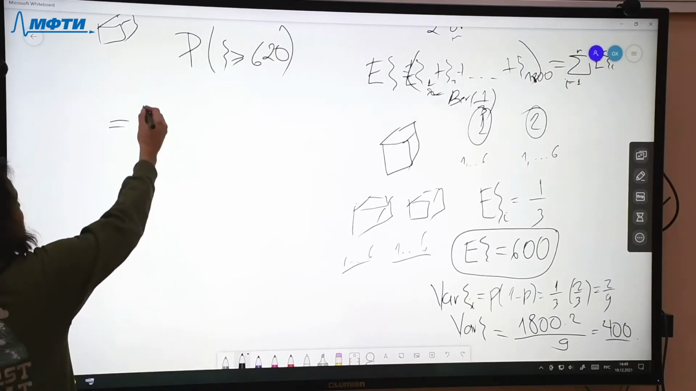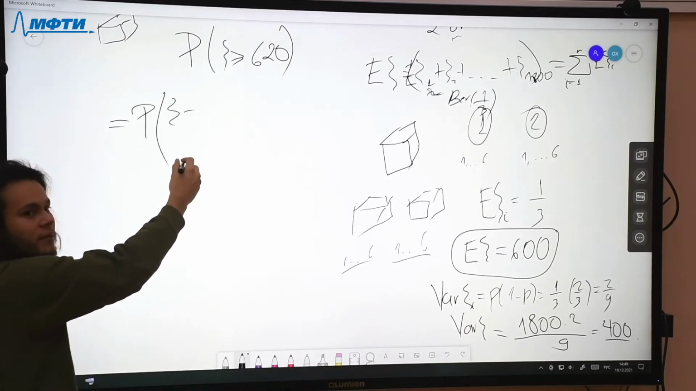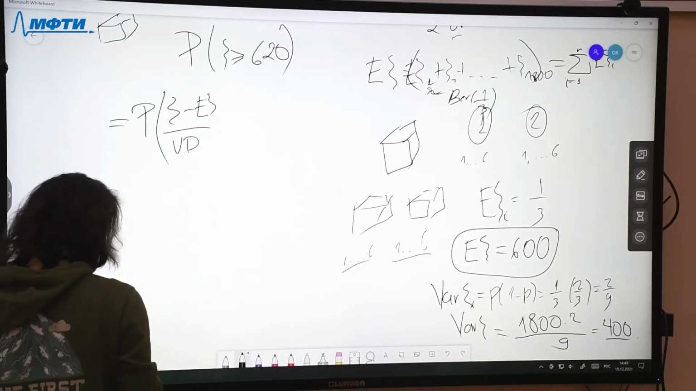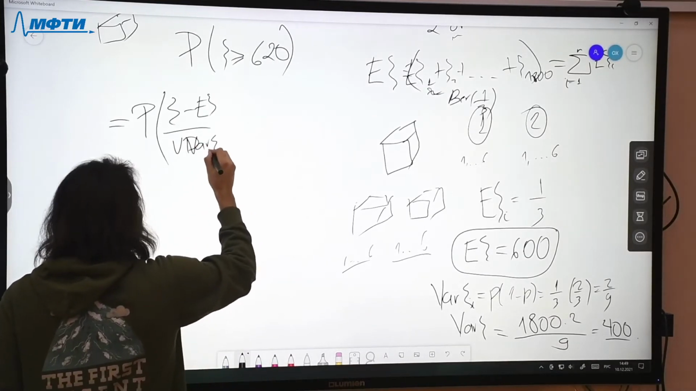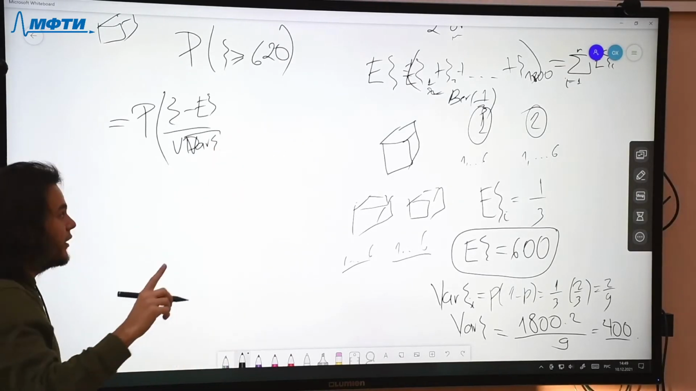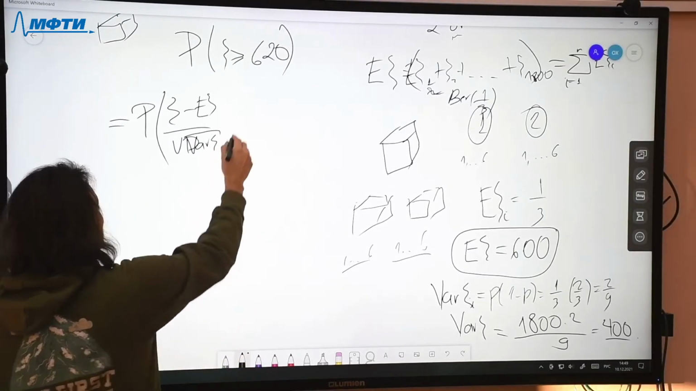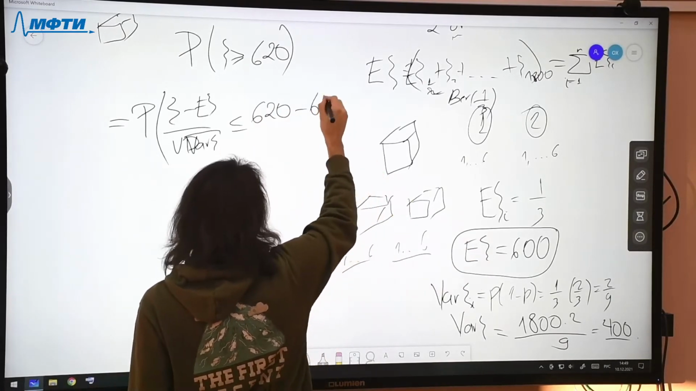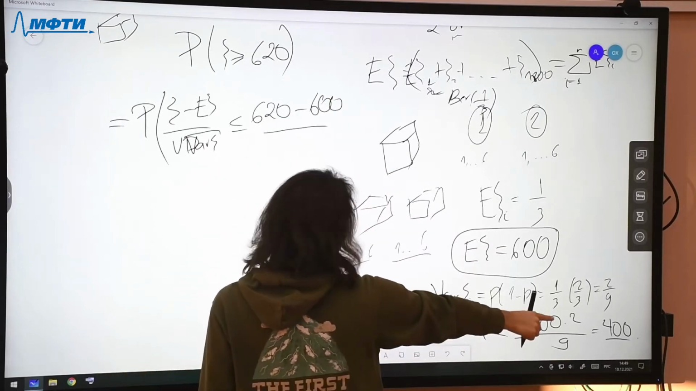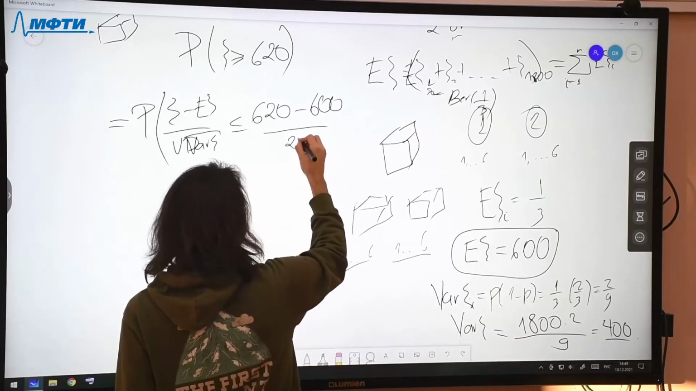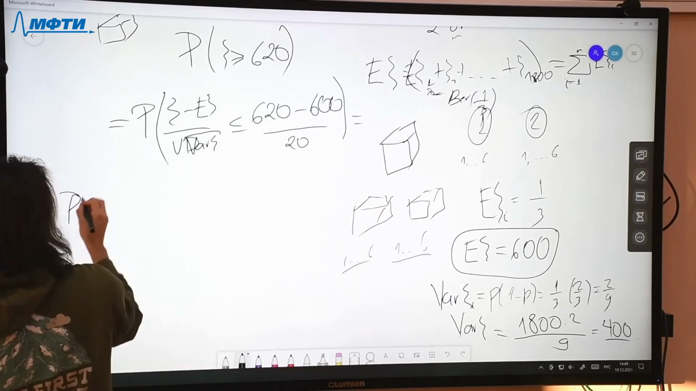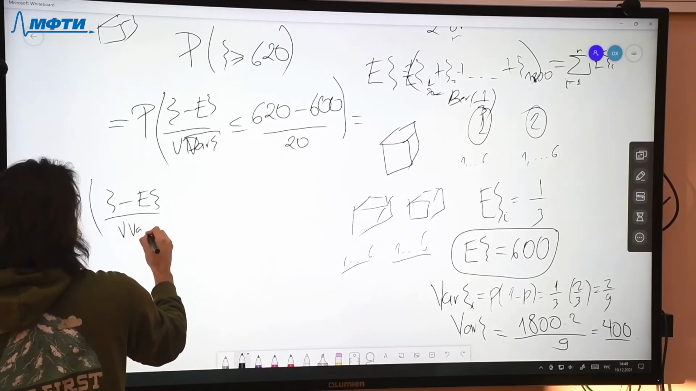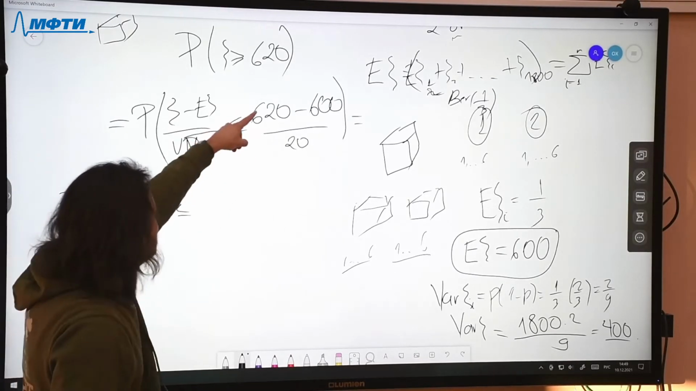Yeah, so now we just do the following, right? Xi minus the expected value of Xi over the square root of the variance, less or equal than 620 minus the expected value of Xi, which is 600, over the square root of 400, right? 20. So this is the probability that Xi minus the expected value of Xi over the square root of the variance of Xi is less or equal than 20 over 21, right?